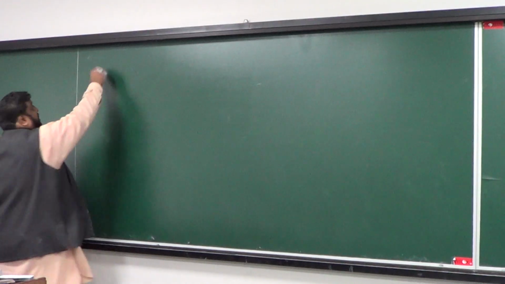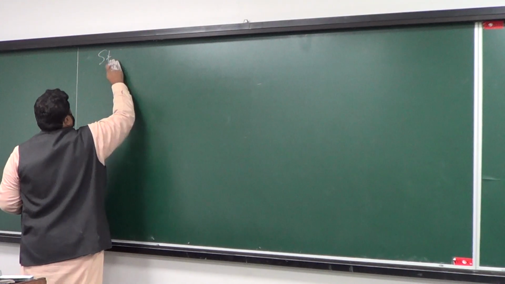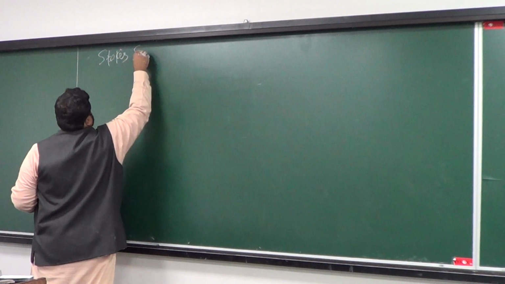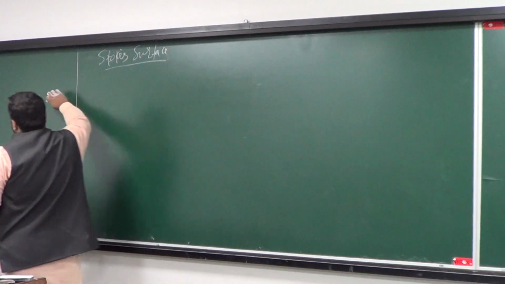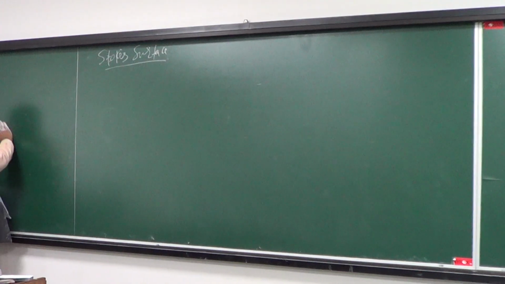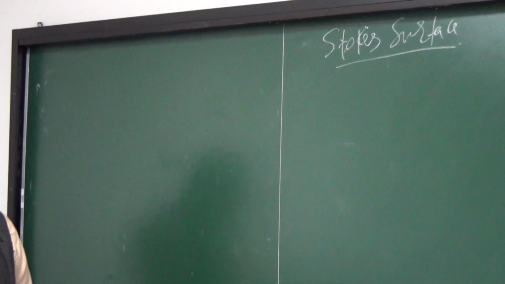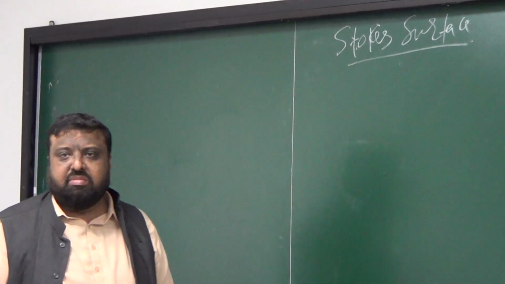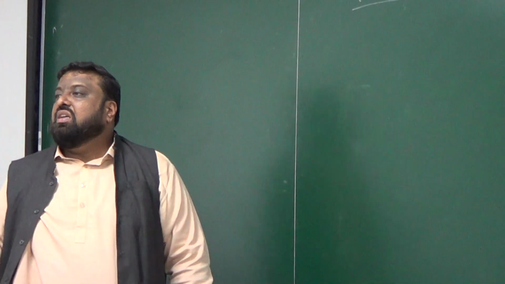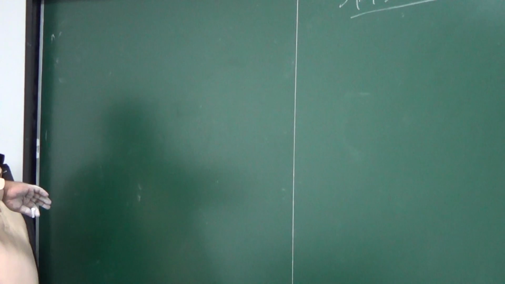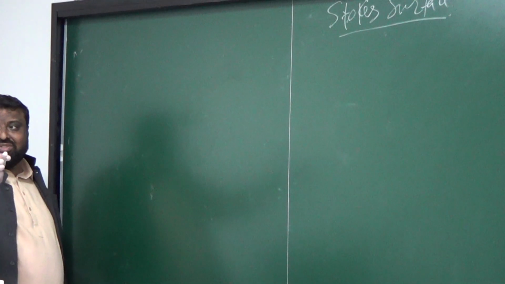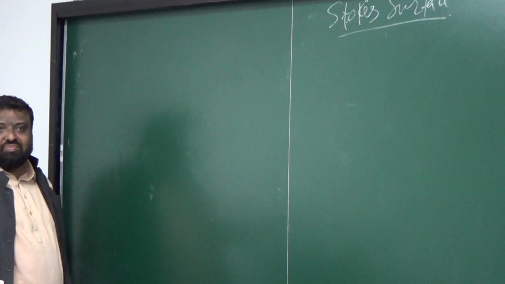So I'd like to define a Stokes surface. Is everybody able to see this part? Obviously, when you are talking about a surface, we're going to talk about parameterization. Parameterization is something that links a domain U in 2 dimensions with something in 3 dimensions, right? Whose image becomes the surface actually.